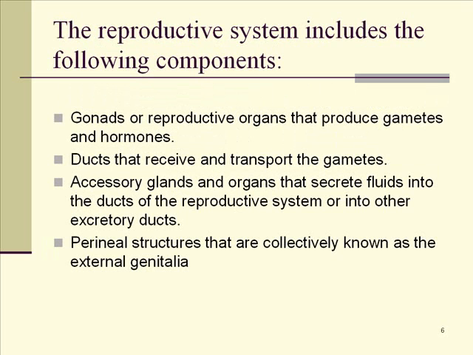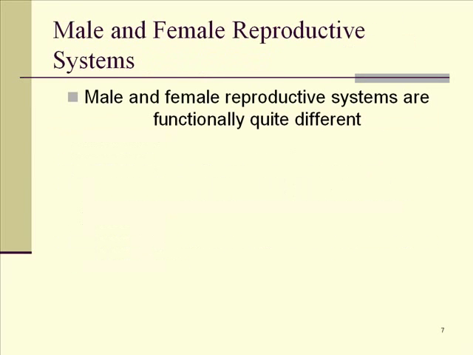Now, some of the components: gonads, or reproductive organs that produce gametes or hormones. There are ducts that receive and transport the gametes through the reproductive tracts, respectively, in both males and females. We'll talk about those more. There are accessory glands and organs that secrete different types of fluids, whether for lubrication, to fight off bacteria, or because they are important in the transport mechanism of these developing cells. You'll see that there are a number of accessory glands in both the male and female reproductive systems. Then there are perineal structures, which collectively are known as external genitalia, which also perform a role in reproduction.